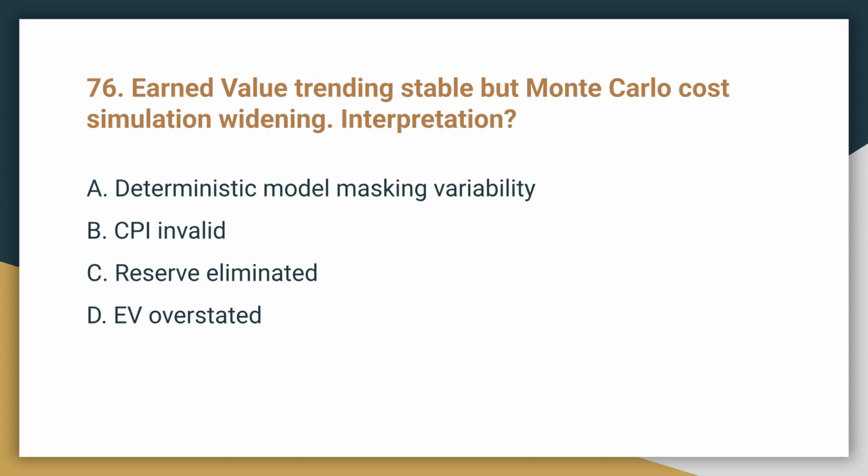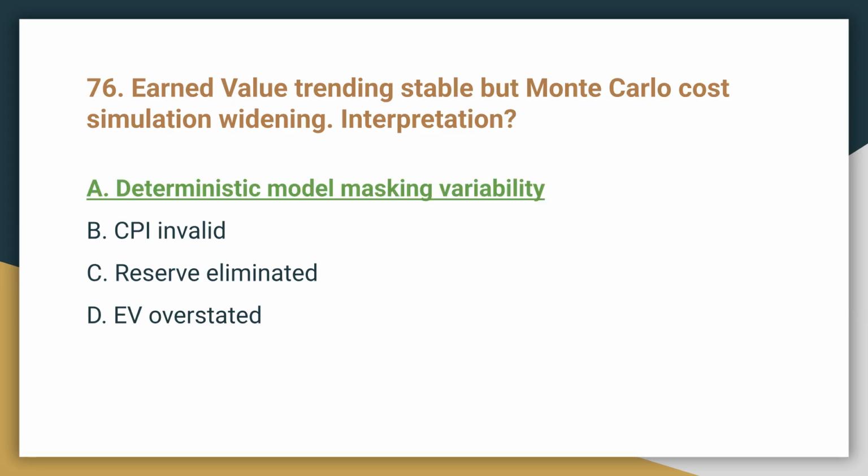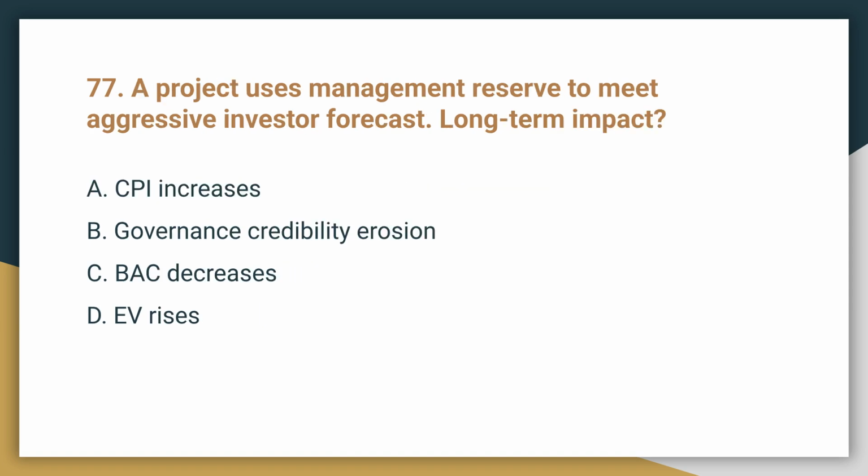Question 76. Earned value trending is stable, but Monte Carlo cost simulation is widening. What is the interpretation? The interpretation is deterministic model masking variability. Earned value is a deterministic forecast, while Monte Carlo provides a probabilistic range, revealing underlying uncertainty that the EV trend hides.